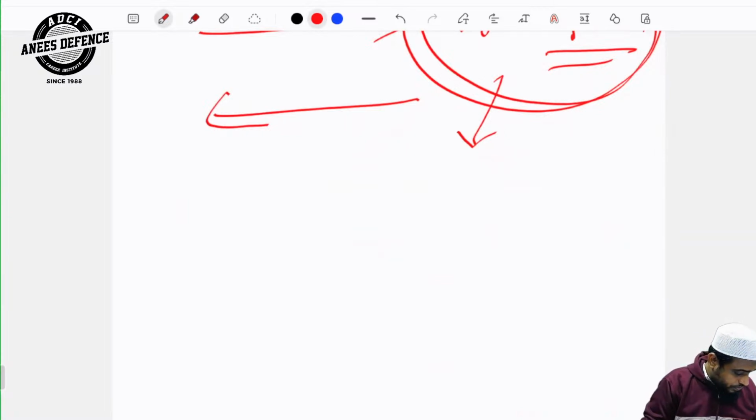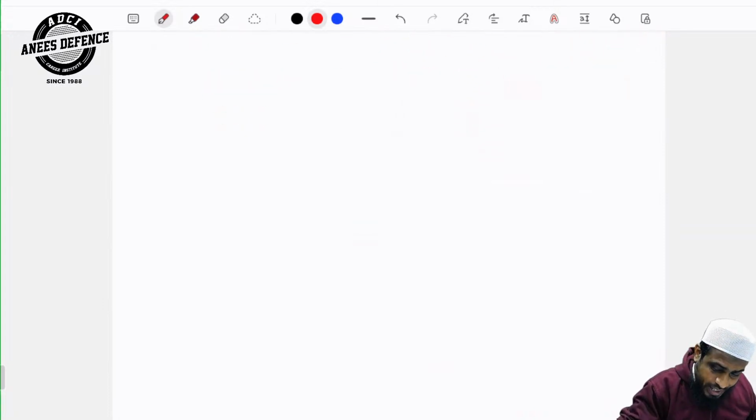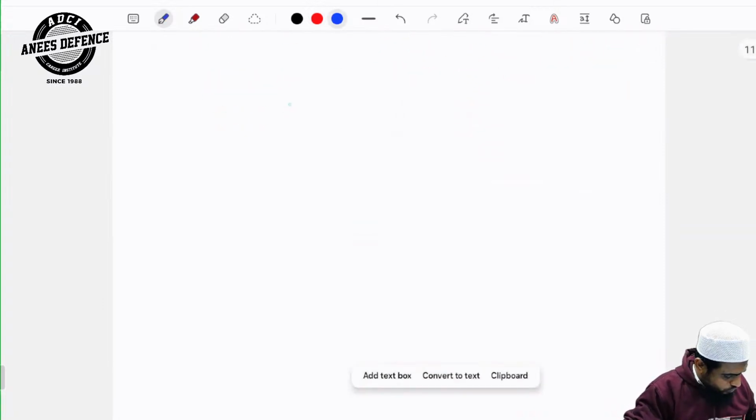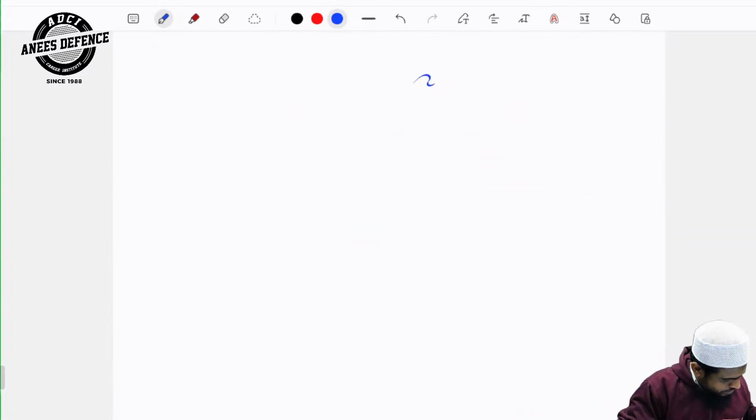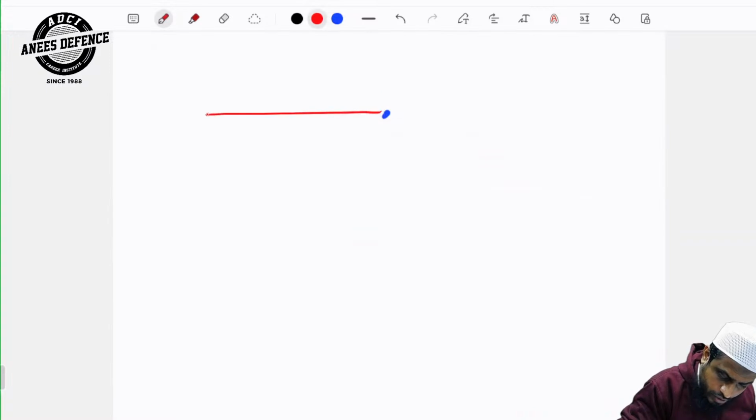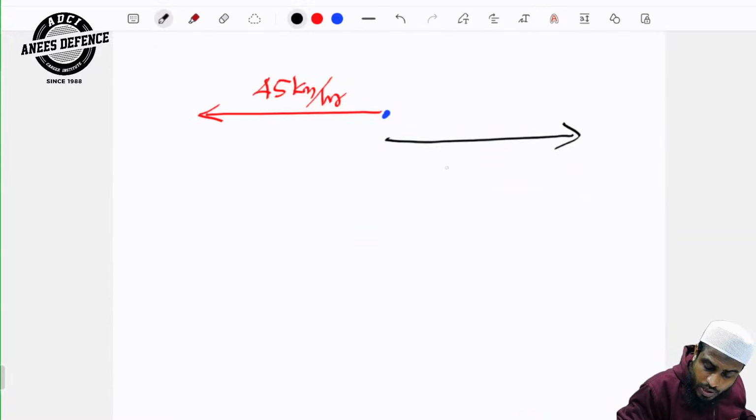Then next question we will do. Two trains start from a place moving with 45 km per hour and 75 km per hour respectively in the opposite direction. The place is the same. For example, this is the place. The first train is moving in this direction with a velocity of 45 km per hour. The other train is moving in the opposite direction with a velocity of 75 km per hour.